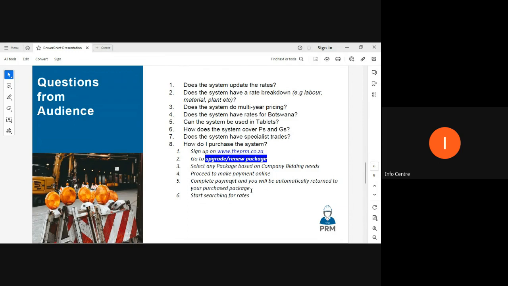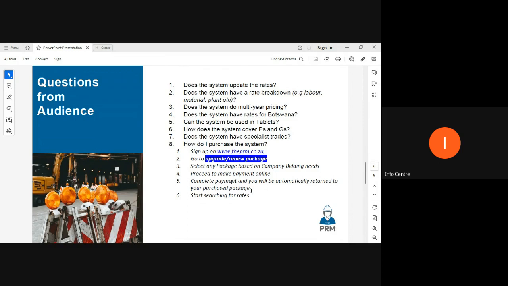Number 7, does the system have specialist trades? Yes, the system has specialist trades. Electricals are there, mechanicals are there, and any specialist trade that you can request. If we do not have it in the system, you can drop us a request. What we do is we team up with that specialist service provider, which is a reputable company, and we collectively develop the trades for that specialist trade.